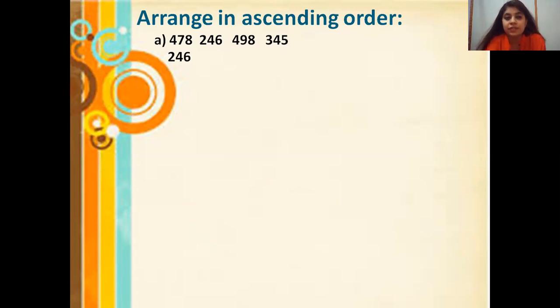Now what comes after 246? The number is 345. Now when we go to the third number, we have two numbers having 4 at the hundreds place. How will we see which number comes next? We'll move to the tens column. In the first number we have 478, and in the second number we have 498. Now 7 is smaller than 9, so 478 will come first. Then which is the bigger number? The bigger number is 498.